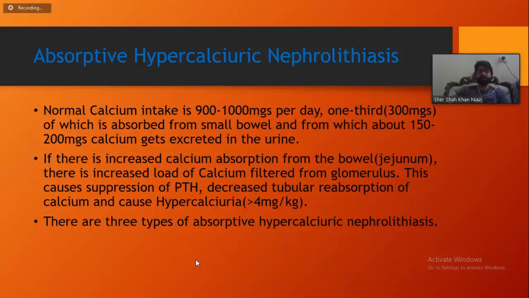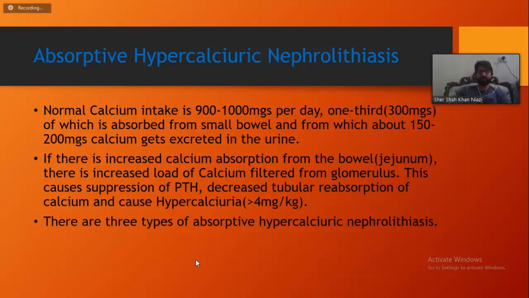So if there is increased calcium absorption from the bowel, there is increased load of calcium filtered from the glomerulus. This causes suppression of PTH, decreased renal absorption of calcium, and causes hypercalciuria.